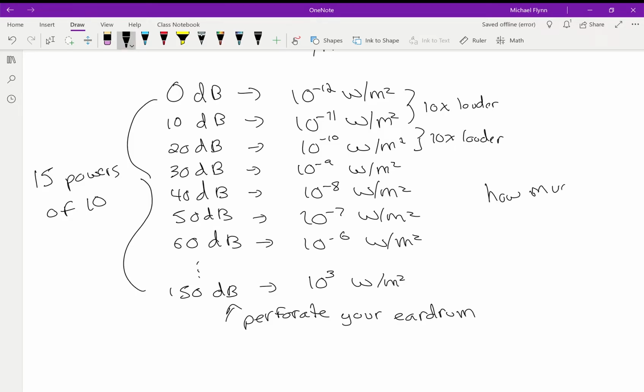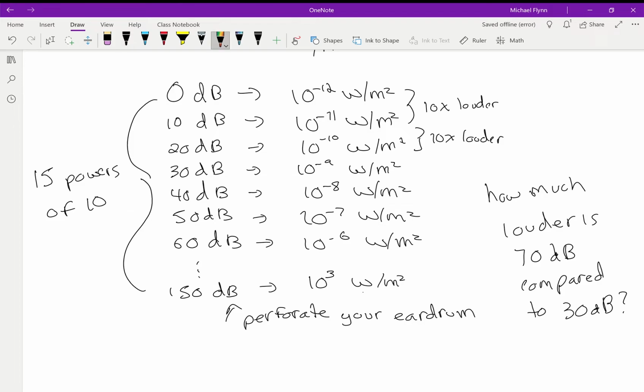How much louder is, say, 70 decibels compared to 30 decibels? Okay, well, let's go to 70. I'm going to write it down. 70 decibels would be right here on the chart, and that would be 10 to the minus 5 watts per square meter. Then we continue down all the way to 150, so we skip a little section. I'll put a little highlight line there as we go down.